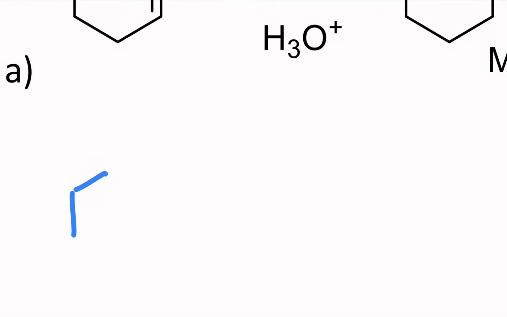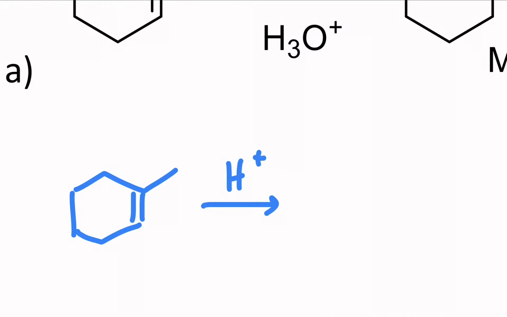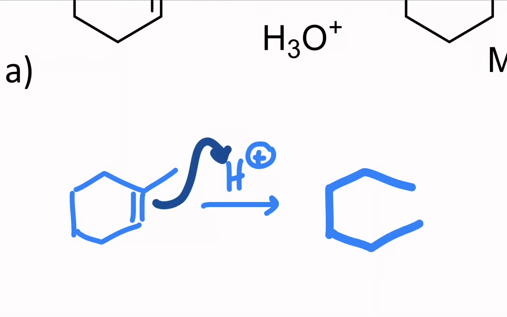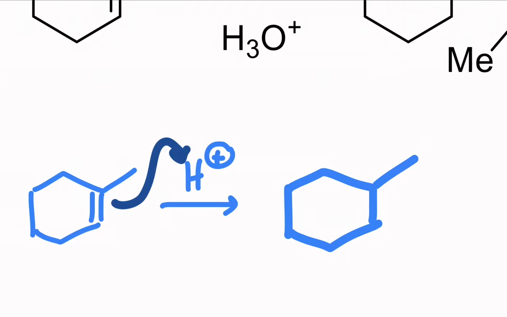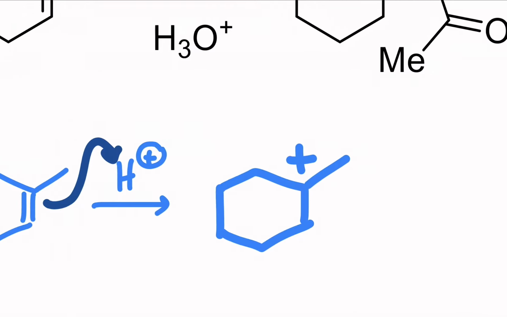Let's draw our cyclohexene and think about what could get protonated. Luckily, there's only one thing that can pick up a proton. It's the alkene. So we will have a new H on one of the carbons. Think about which carbon gets the H and which carbon gets the plus charge. Aha, Markovnikov's rule. We will get the more substituted carbocation.